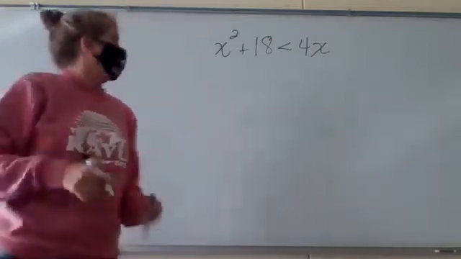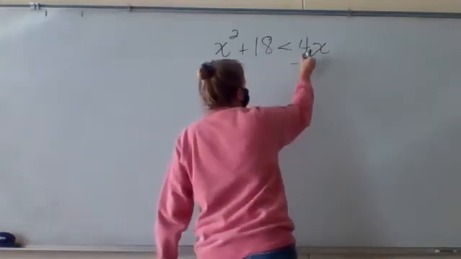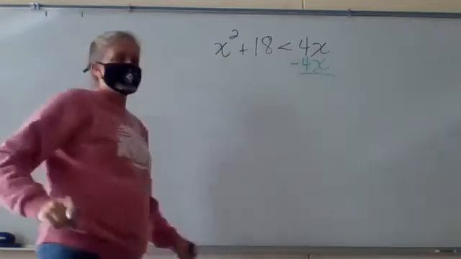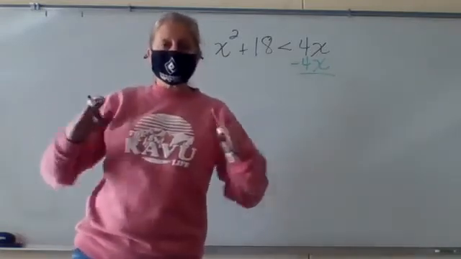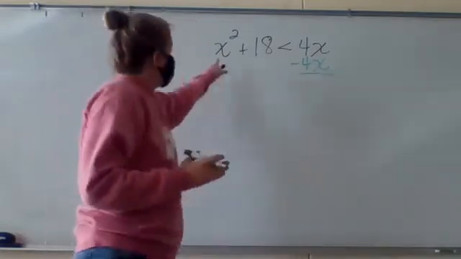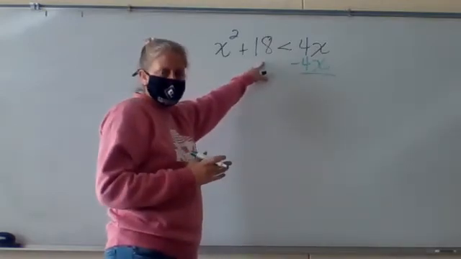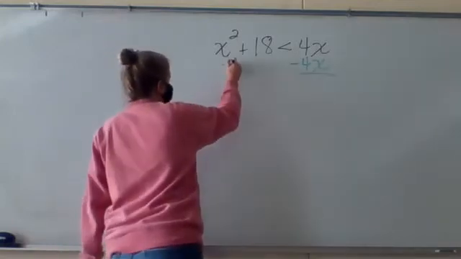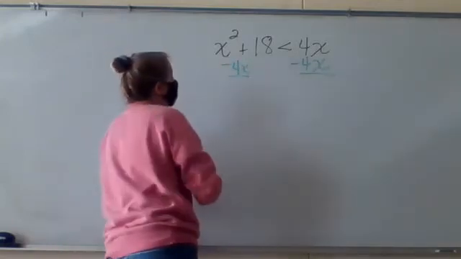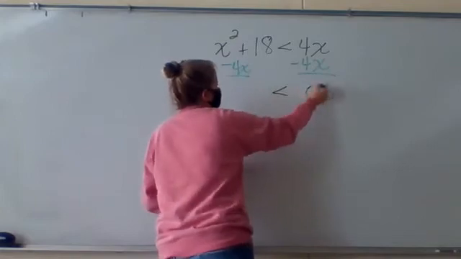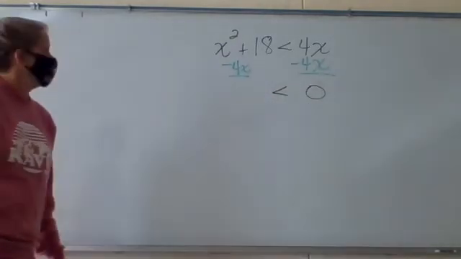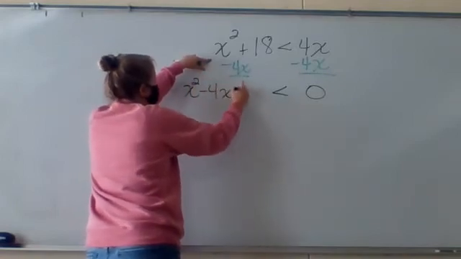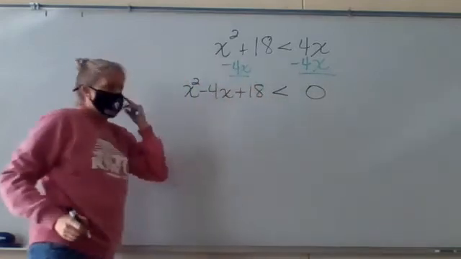Before I can try to graph this or put it in my quad to find my zeros or anything, I need to set it equal to 0, which means get rid of this by subtracting 4x. If I do it over there, I have to do it over on the left side. I'm going to scoot that minus 4x in between the x squared and the 18, just so that my terms will be in the right order. So over here I'm going to have less than 0. Here I'm going to have x squared minus 4x plus 18.